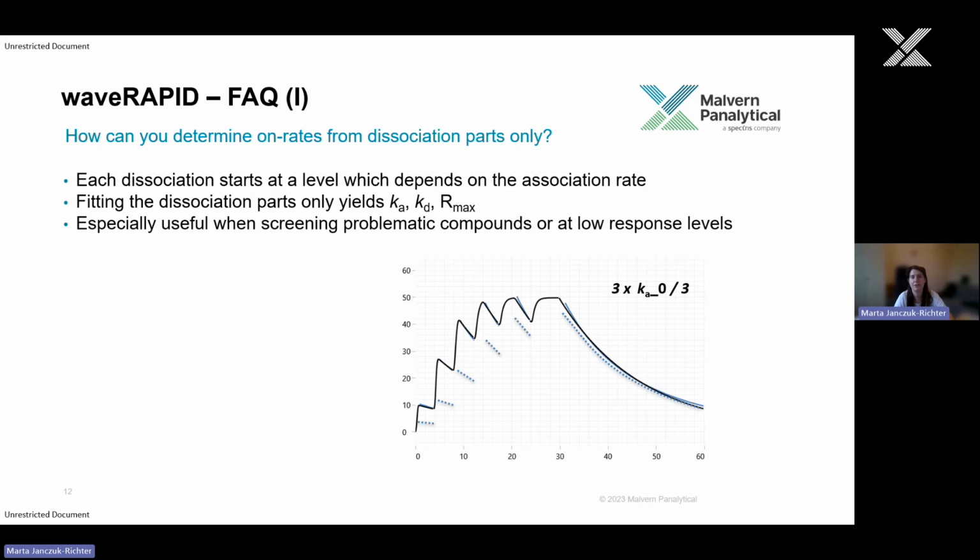And the same situation is when we will go faster. Now we will have Ka that is 3 times the initial one. And now you can see that we are actually doing everything faster and we are reaching saturation faster. There is really information about on rate in the shape of the dissociation parts only.